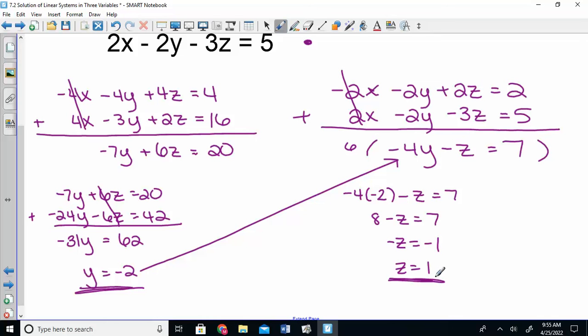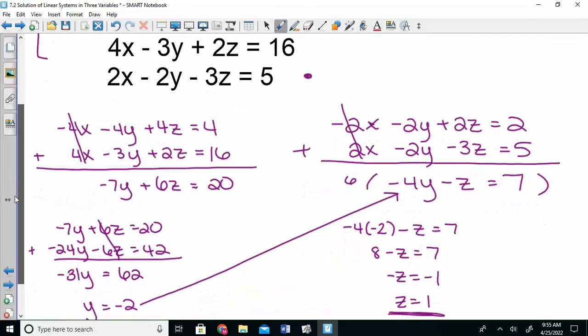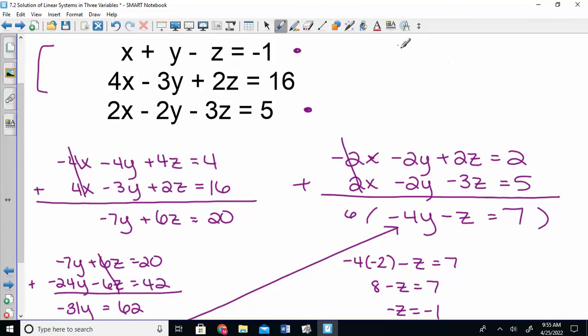Plug both of those back into one of the three original ones. If I just did the first one, we have x plus y, which was -2, minus z, which was 1. So x minus 3 equals -1, and x is 2.